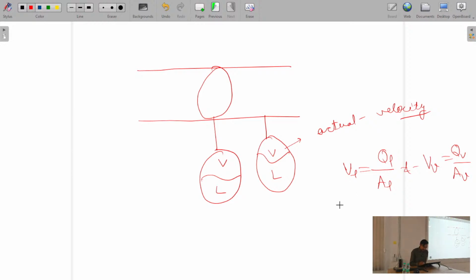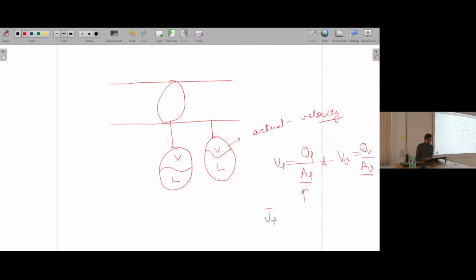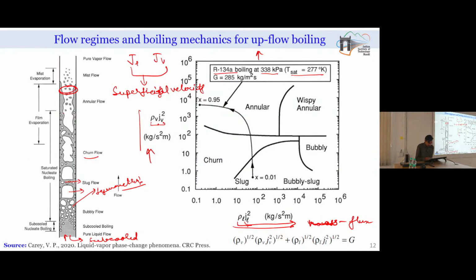So, what can be done? Instead of using the individual areas covered by the phases, we can define some velocity parameter based on the total area of the tube. I can consider the flow rate of the liquid divided by the total area of the pipe, and the flow rate of the vapor divided by the total area of the pipe. This particular term is what is called the superficial velocity. If you refer to the literature of multi-phase flow, you will find this term being widely used, with the velocities squared and then multiplied by the density.